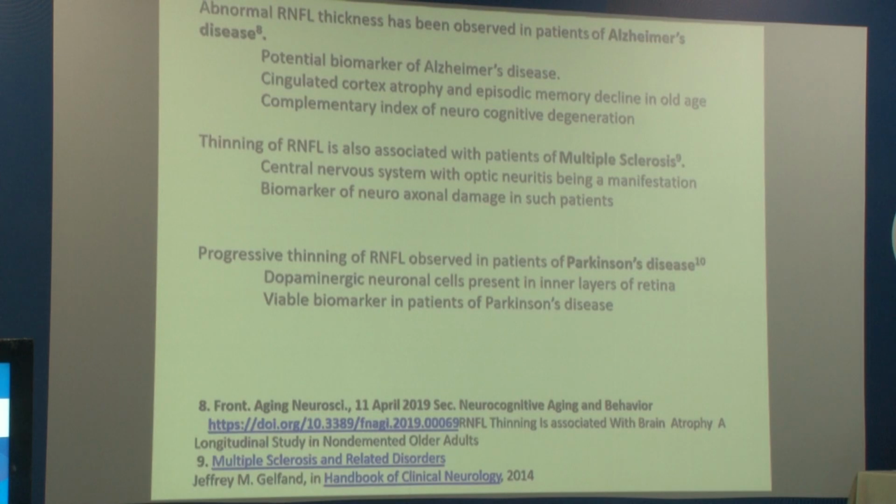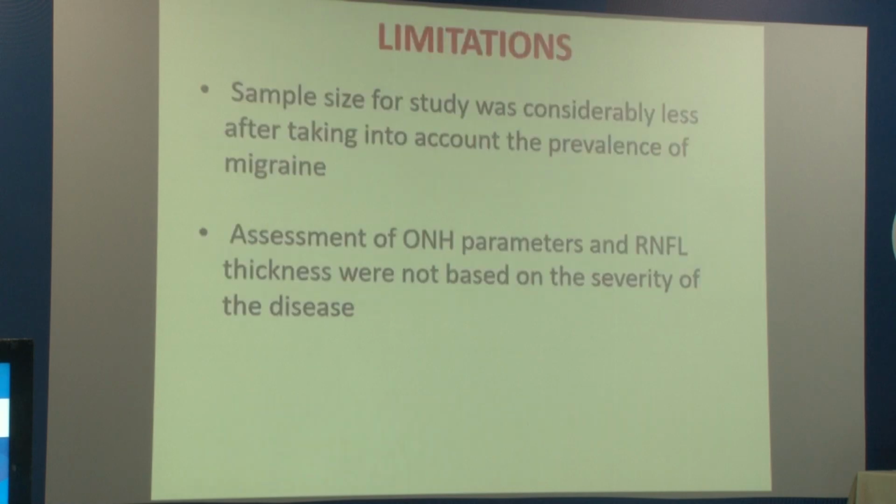Progressive thinning of RNFL is also observed in patients of Parkinson's disease. In Parkinson's disease, the dopaminergic neuronal cells are present in the inner layer of retina and can be considered as a viable biomarker in patients of Parkinson's disease.